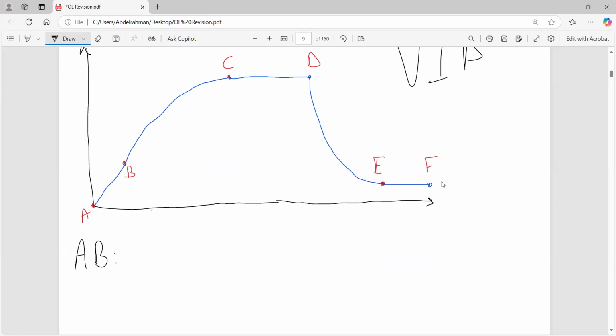Initially, he has a constant acceleration. So the speed is increasing with a constant acceleration. Why? Because initially, for the first second or the first 2 seconds, for example, the only force acting on him is his weight.